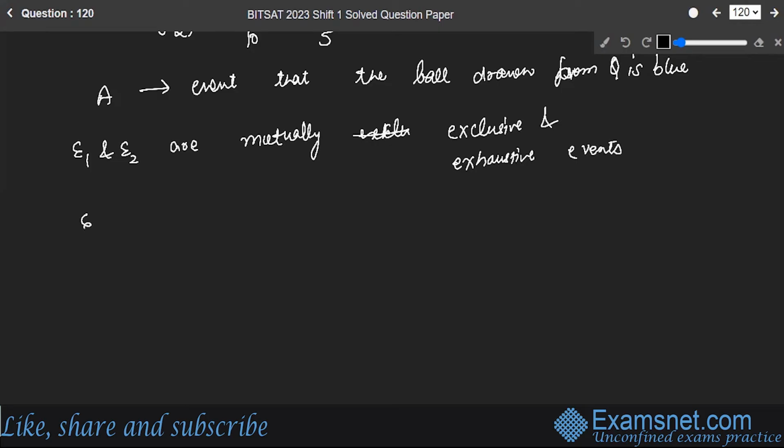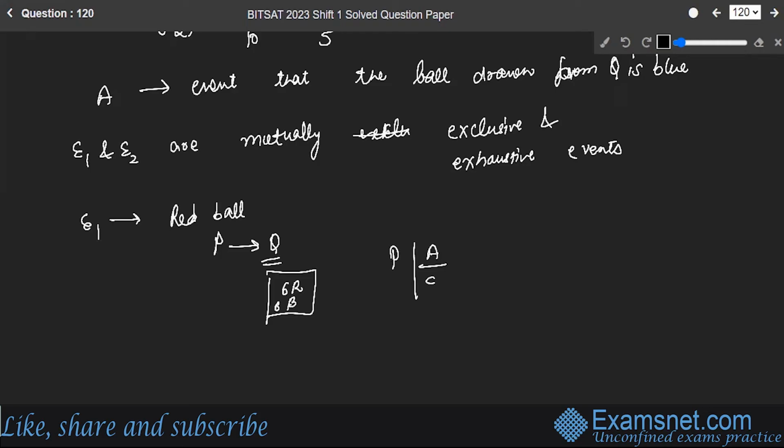That means when E1 has occurred, which means a red ball is transferred from P to Q bag, then Q bag will have 6 red and 6 blue balls. So here the probability of event A to happen when event E1 has happened is given by 6 upon 12, which is equal to 1 by 2.